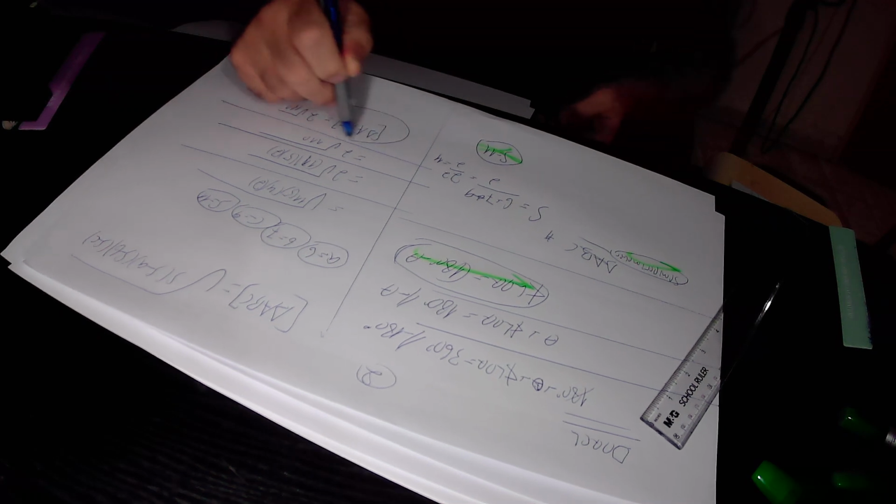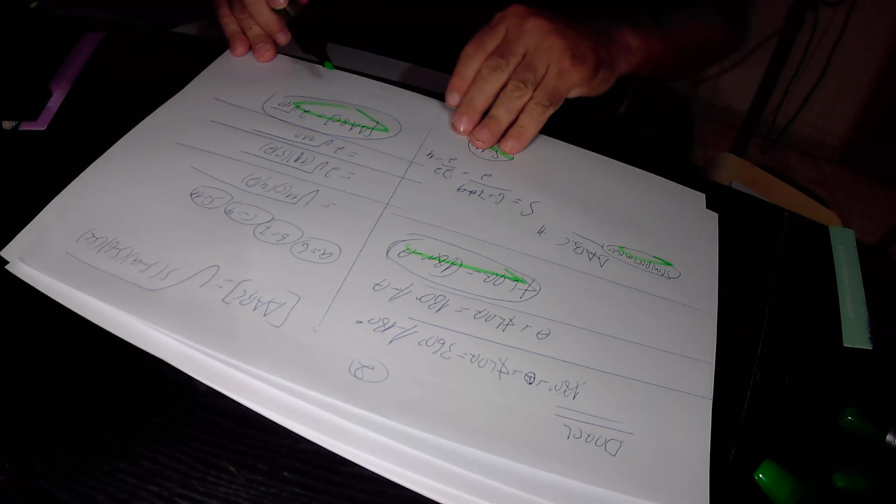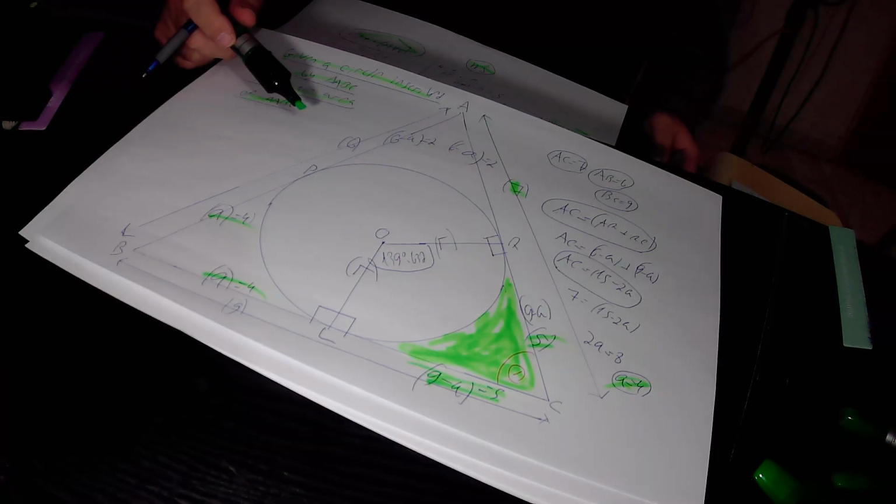Repeat again. The area of this triangle ABC equals 2 times the square root of 110 square units in size.